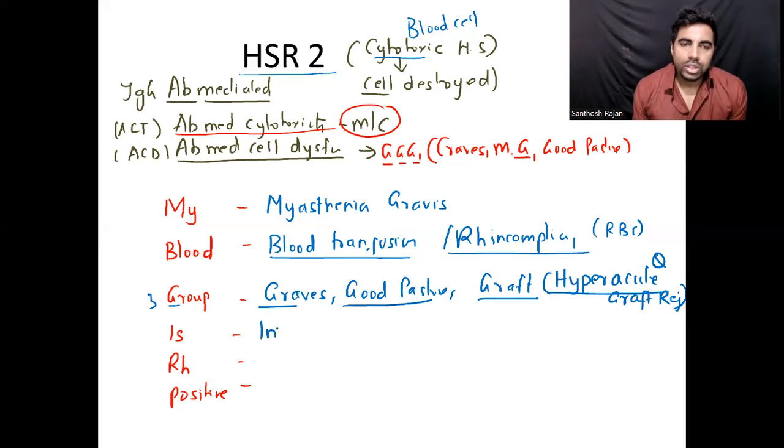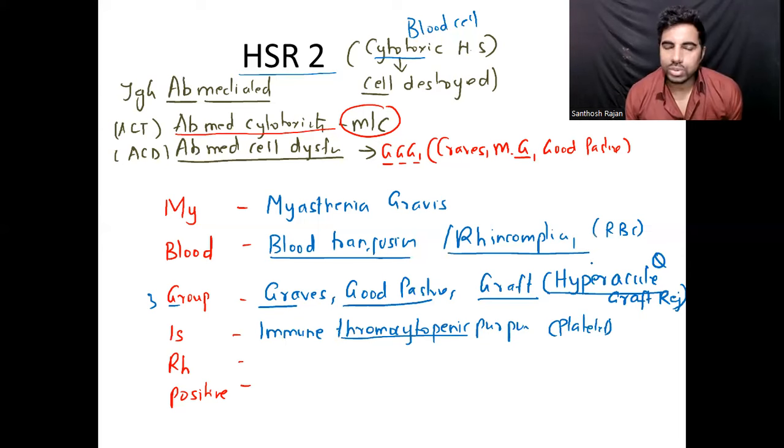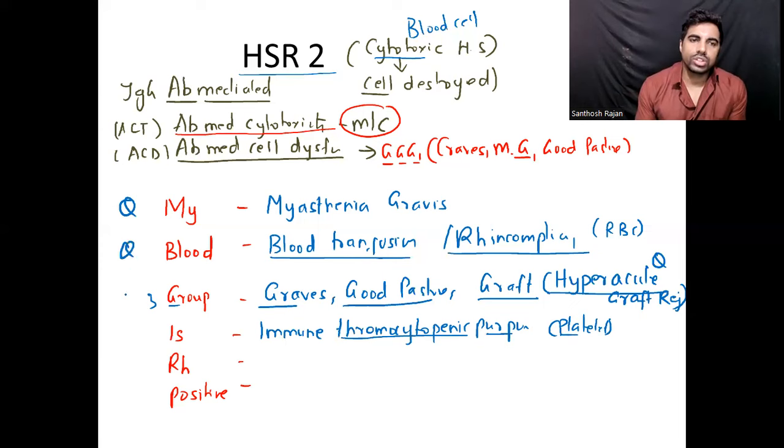I for immune mediated thrombocytopenic purpura. Thrombocytopenic is about platelets, so again it's a blood cell. You need not worry at all, there's a clue in everything. That's why I'm stressing here. And Rh incompatibility, done? All the platelet ones. These are repeatedly asked questions.